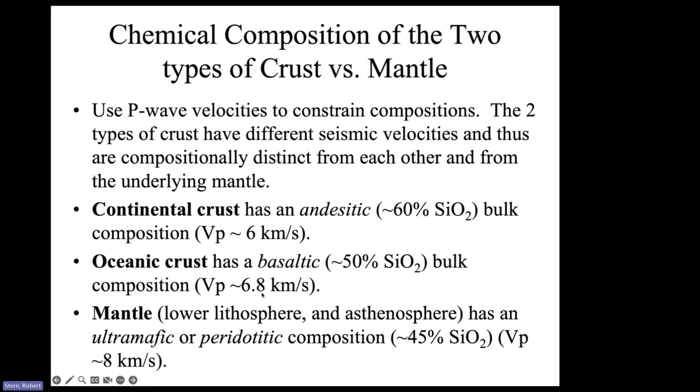Closer to 6.8. The mantle, which includes the lower part of the lithosphere and the asthenosphere, has an ultramafic or peridotite composition. So sometimes we'll talk about basaltic being the equivalent of mafic. And so ultramafic means it's even more mafic than basalt. So we use these terms ultramafic and peridotitic as synonyms. It's got about 45% silica, and it has this higher P-wave velocity of about 8 kilometers per second. Any questions? Very important.